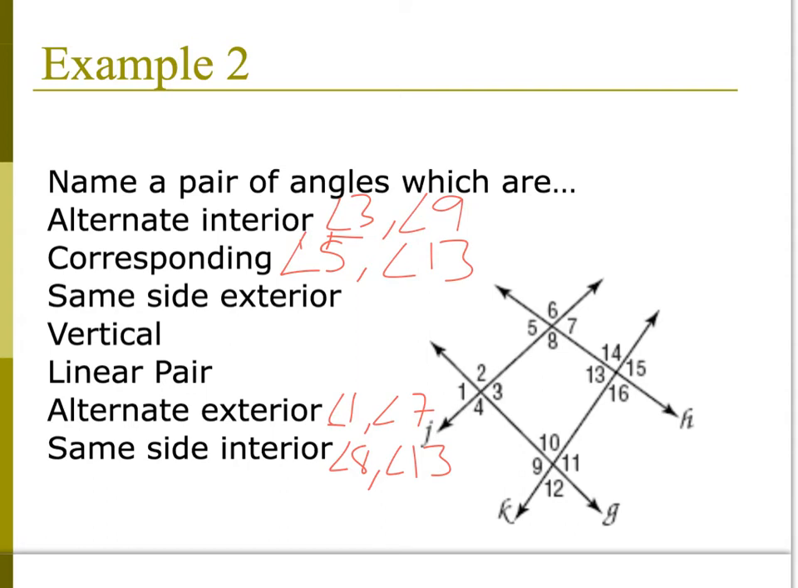How about 6 and 15? Those would be same side exterior. They're on the outside of their two lines, and they're on the same side of the transversal, H being the transversal in that case. So that'd be 6 and 15.